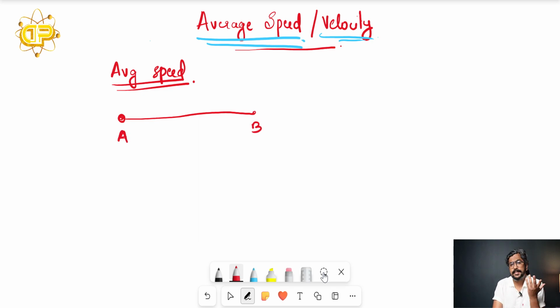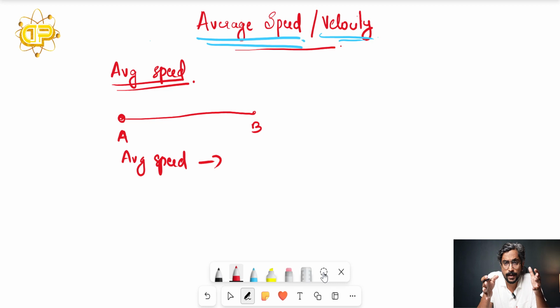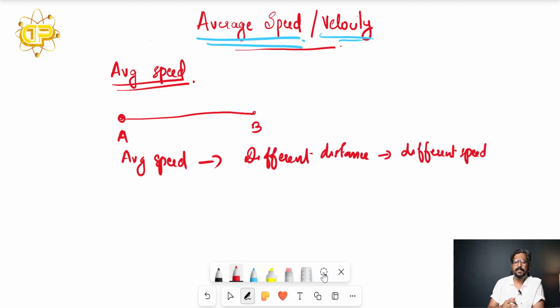Okay. So in this case, what I can express is that I need to find out the average speed. The condition is that the object is moving different distances at different speeds. So what do you mean by different distance at different speed? Just imagine that an object is moving from A to B, and then it starts and moves to C.